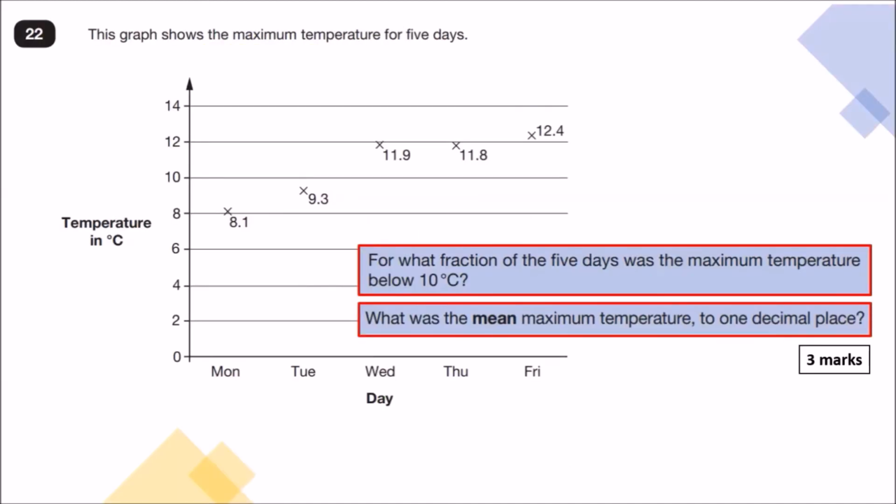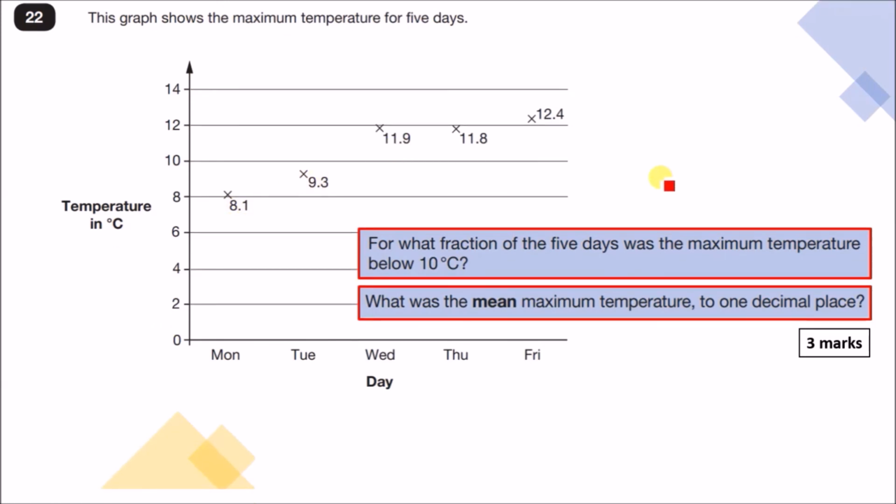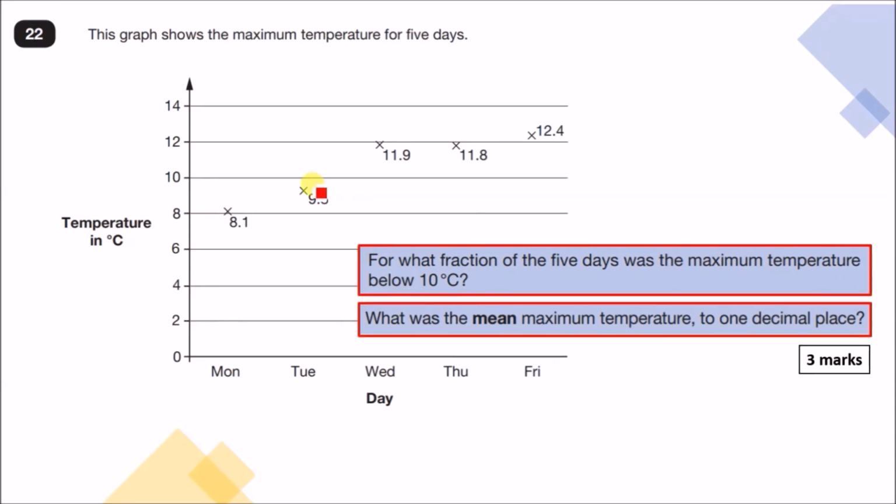All right, 22. So the graph shows the maximum temperature for 5 different days. So you've got Monday, Tuesday, Wednesday, Thursday, and Friday, and your temperature in Celsius degrees. And here are your 5 temperatures. So it looks to me Friday was the warmest and Monday was the coldest. Now, for the first part, for what fraction of the 5 days was the maximum temperature below 10 degrees Celsius? So in other words, how many were below 10 degrees out of 5 days? Well, we can see that only 2 are below, the one from Monday and one from Tuesday, because they're both less than 10.